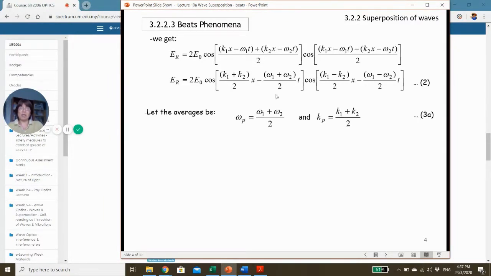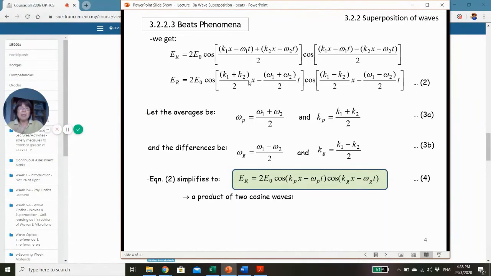and these two divided by 2 give you the average frequency, and here too it gives you the average wave number. The differences are written as omega 1 minus omega 2, half that, and K1 minus K2 divided by 2. We can then simplify this equation into cosine of Kp x minus omega p t times cosine of Kg x minus omega g t. You will find later that p represents phase and g denotes group. What we have here as the resultant is the product of two cosine waves.